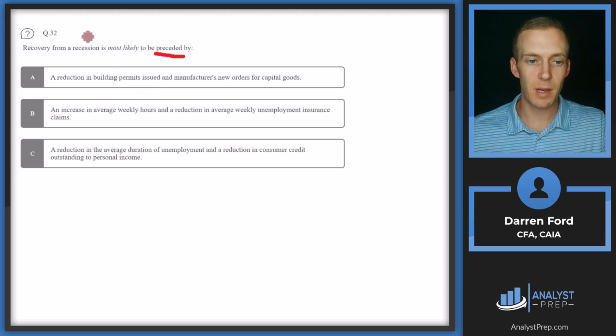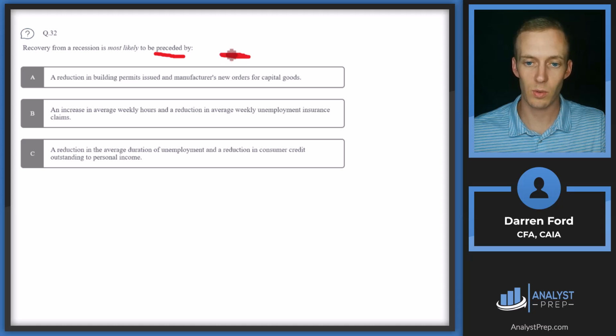I think the best way to look at this is if we're recovering from a recession, economic activity levels are low. We'll say we're down here. And then when we're coming out of that recession, we should expect general economic activity to pick up. So it should be increasing. And so if we're seeing a reduction in building permits issued and less manufacturer new orders for capital goods, that's not going to be an indication that we're coming out of that recession. So we can rule out A for that reason.